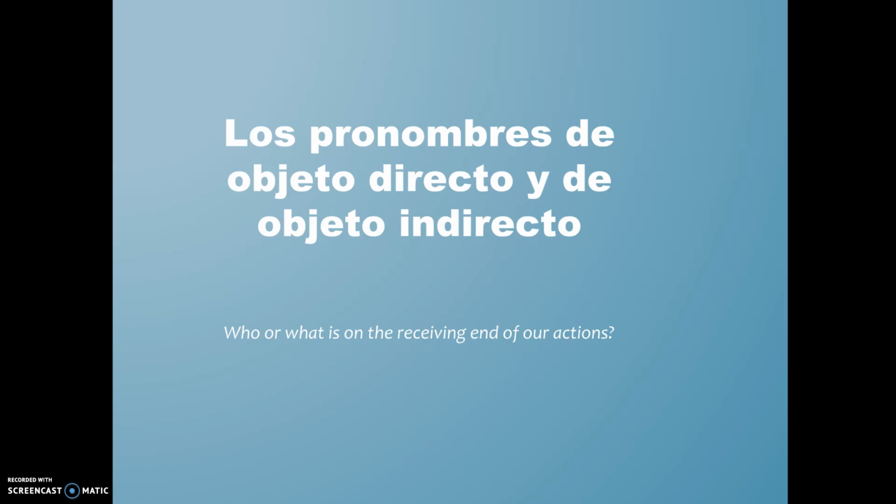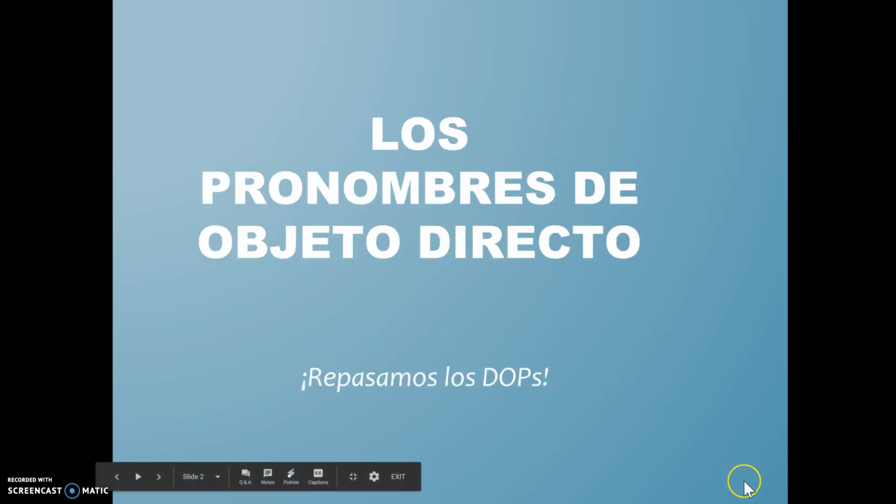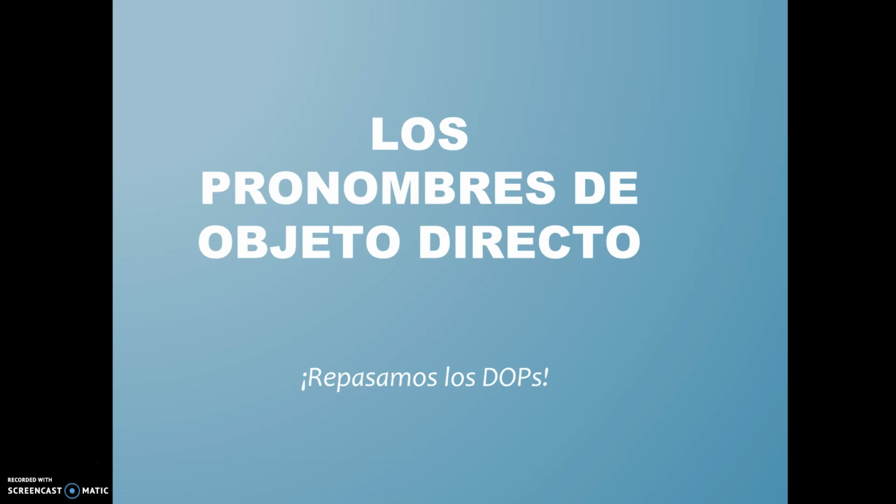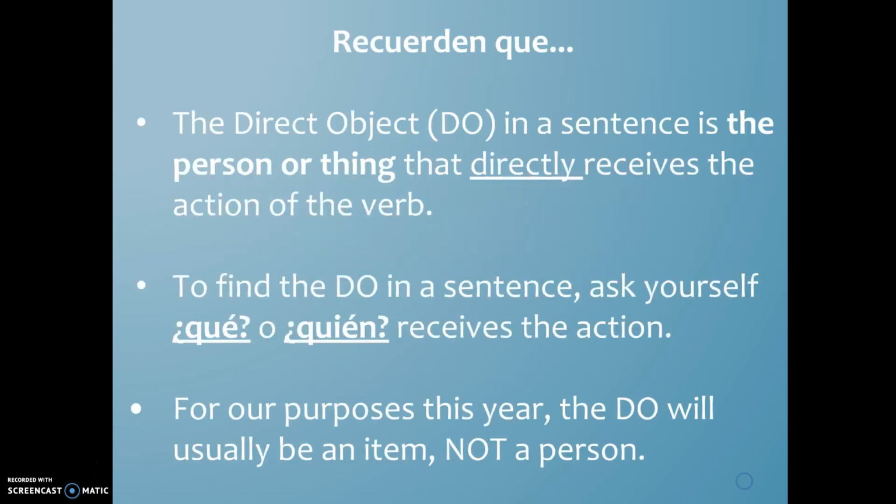Anyway, let's get started. So first off, we're going to start off with a brief review of the pronombres de objeto directo, as I call the DOPs. We're going to review them quickly here. Starting off on the first page, you need to remember that the direct object, or DO, in a sentence, we're talking about something that could be a noun or a pronoun for the beginning, is the person or thing that directly receives the action of the verb.